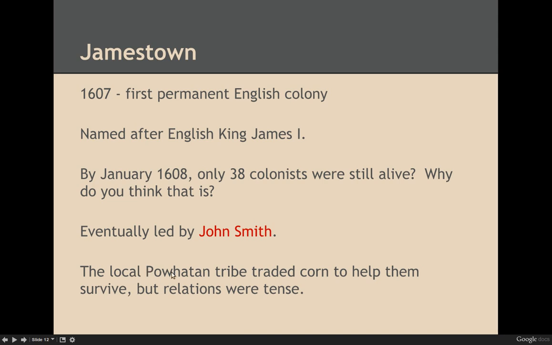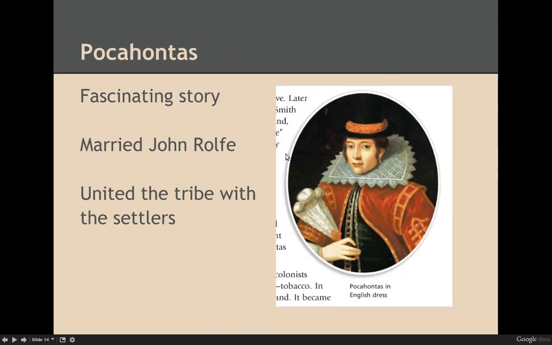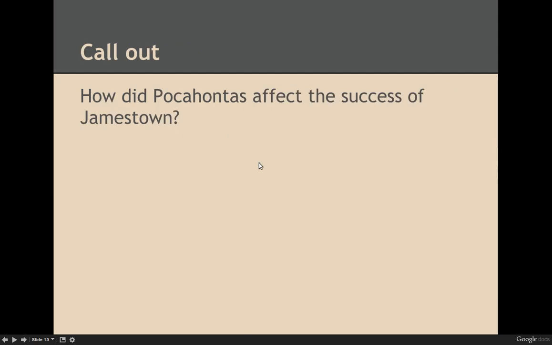There was a tribe, the Powhatan tribe, that traded corn to help them survive, but Native American-English relations were not exactly friendly until she came along, Pocahontas. And this is her dressed up in English dress. She married a colonist named John Rolfe, and that helped bridge the two civilizations, the Powhatan tribe and the Jamestown colony. She unfortunately died shortly after in England because she and her husband were off trying to raise awareness and get some money for the colony.